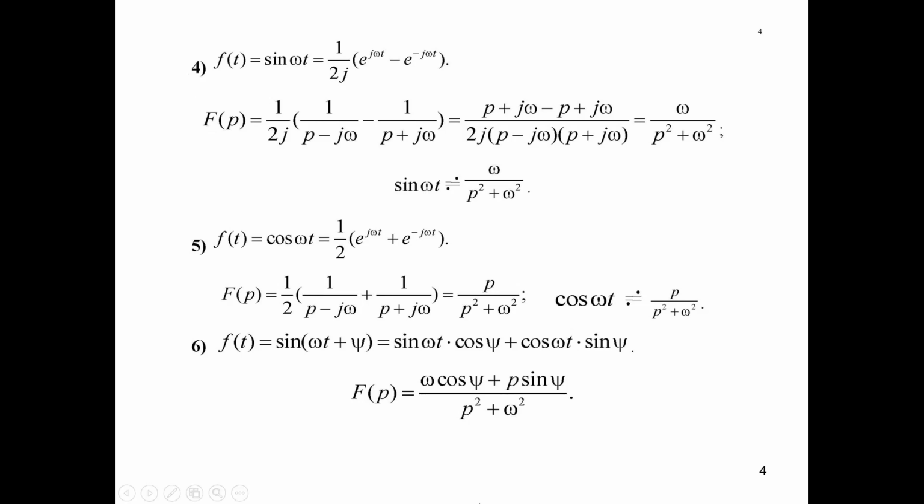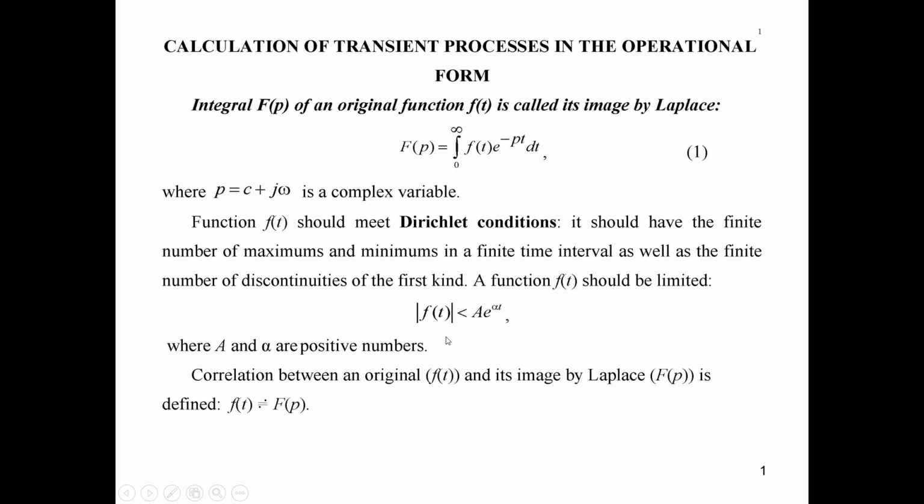Dear students, let's proceed with our lectures on the application of the operational method of Laplace transformation for the determination of transient processes in RLC, RL, RC circuits. We considered the beginning of this topic in the previous lecture. It's about the transition from a function of time to a function of p, presenting a function of time in operational form.